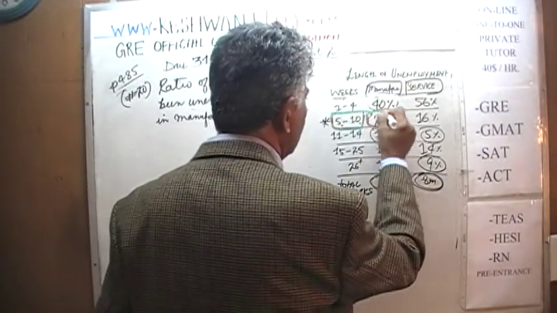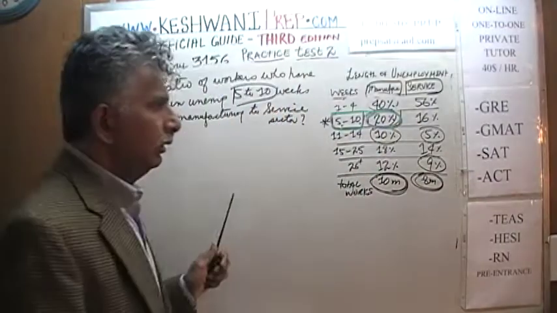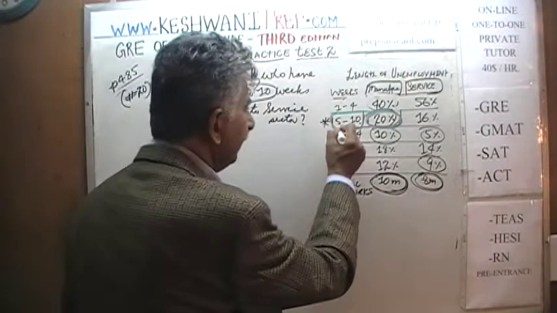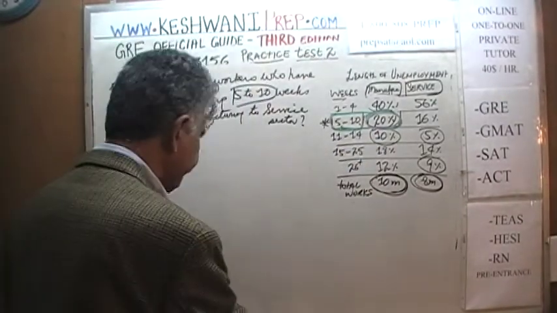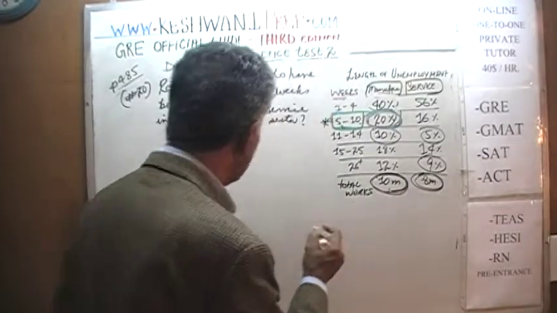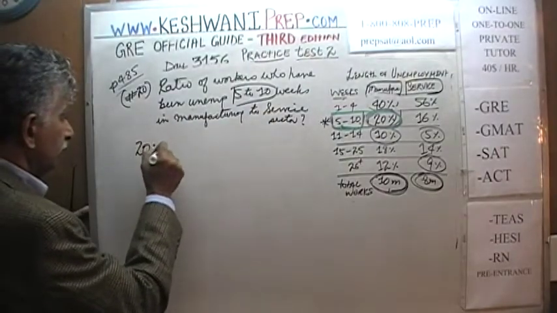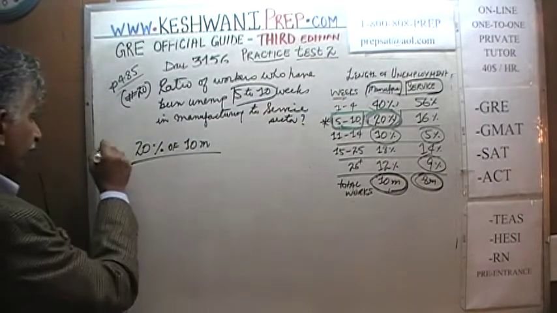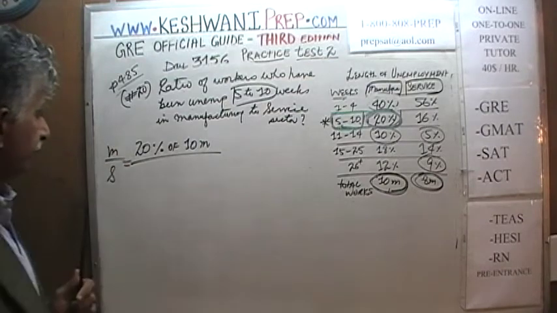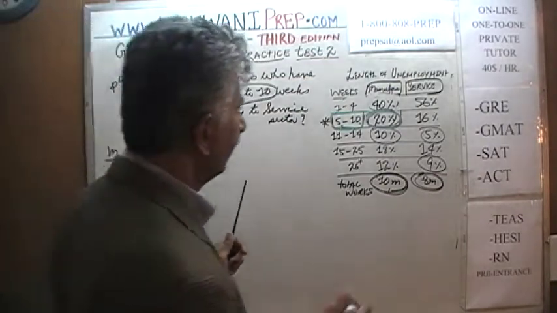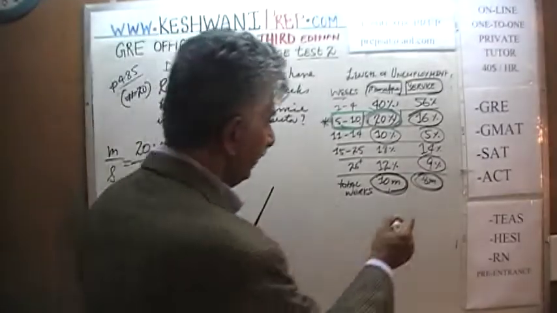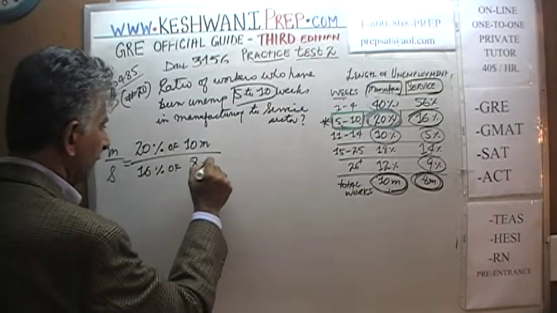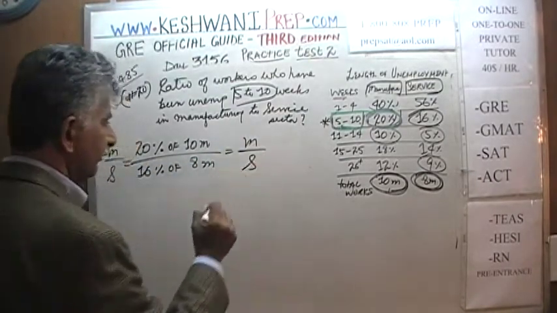5 to 10. We know 20% of the workers who are unemployed in the manufacturing sector, 20% of those have been unemployed between 5 to 10 weeks. 20% of what? 20% of 10 million. So that goes on the top. 20% of 10 million. That's the manufacturing. Let's look at service. Service is 16%. 16% of what? 16% of 8 million. And again, this is manufacturing, this is service.